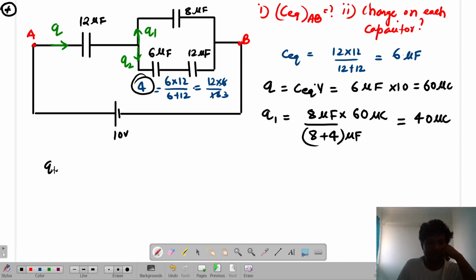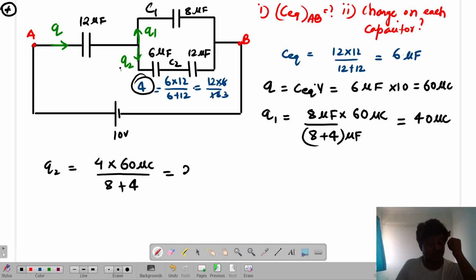Similarly, Q2 will be how much? If this is C1 and this is C2, Q2 is C2 Q divided by C1 plus C2. C2 is 4, Q is 60 microcoulombs, divided by 8 plus 4. So this is just 20 microcoulombs. Are you able to get me? Is that clear?